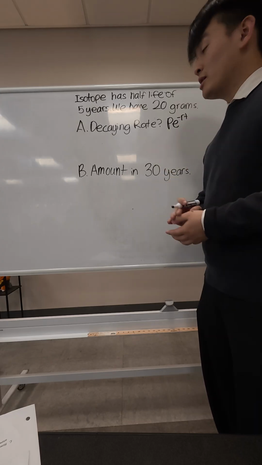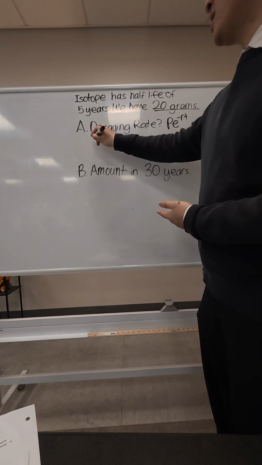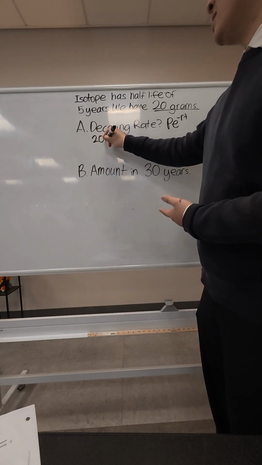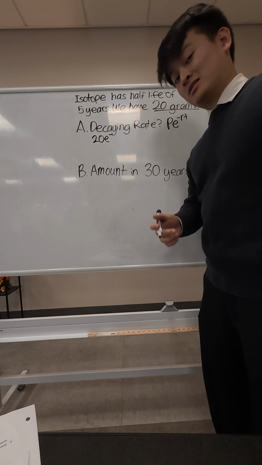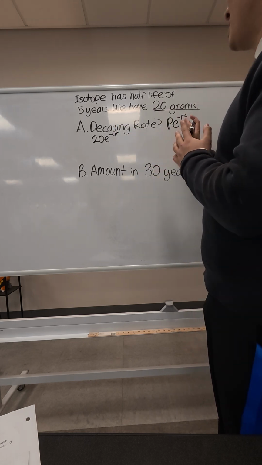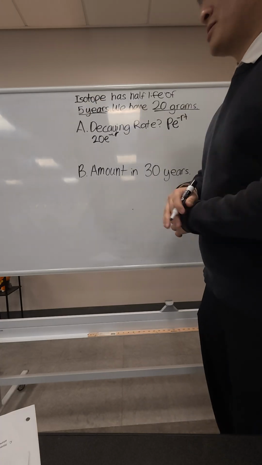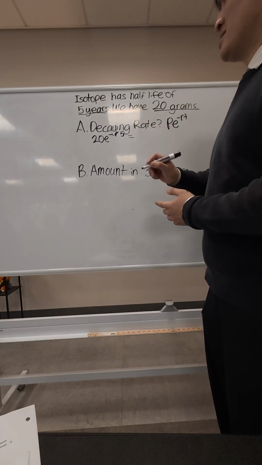If I want to find the decaying rate, I need to establish what I know: P, R, or T. P is my original amount, which I can read here, is 20 grams. So I'm going to plug it in, 20 e, and I'm going to put the negative. I don't know R, because clearly that's what I'm looking for, so I'm going to put R right here. And then time. Do I find time anywhere? Yeah, there we go, 5 years. Now I'm going to put 5 here, but this should equal something.